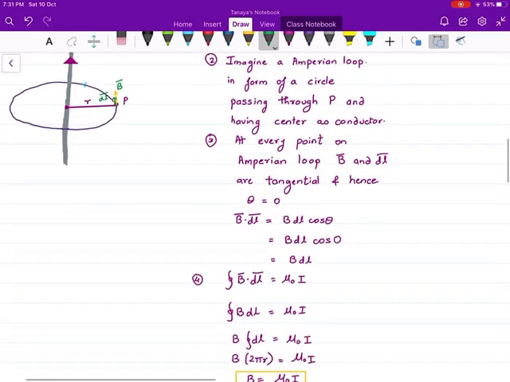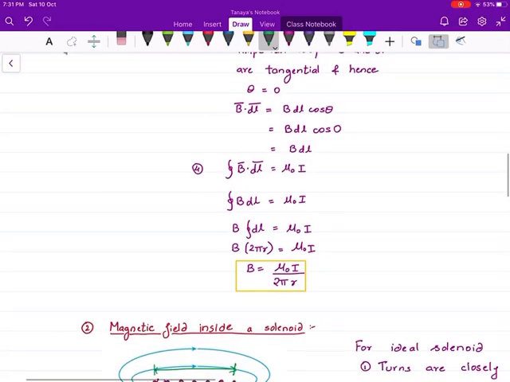So what will I get? B bar dot dl bar, the scalar product of B bar and dl bar, is equal to B dl cos theta. And theta is 0, so I'll get B dl cos 0, and cos 0 is 1. So B bar dot dl bar will be B dl.